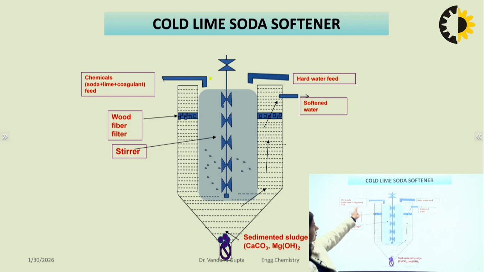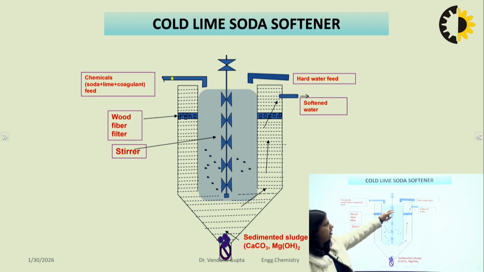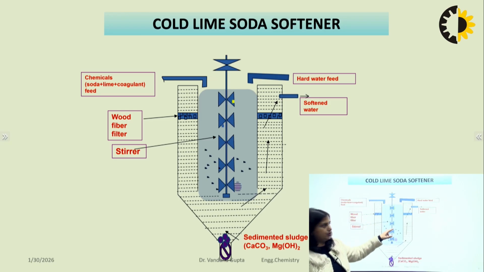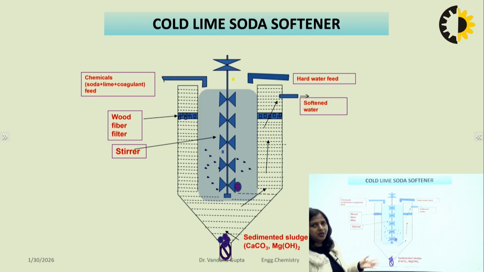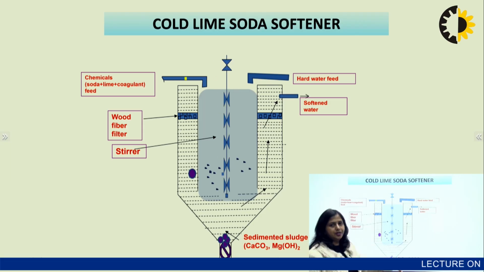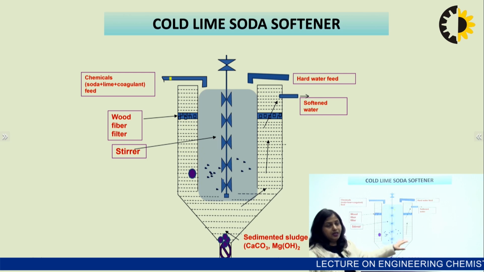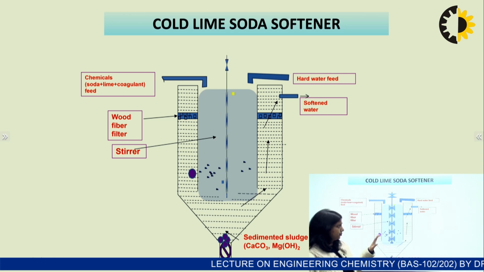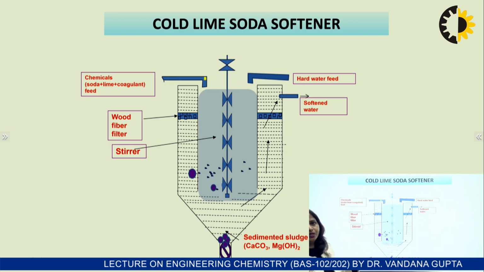We can see from here we add chemicals, and from here we add hard water. By the stirrer, there is proper mixing of chemicals with the hard water, and chemical reactions take place, and the soluble salts are converted into calcium carbonate and magnesium hydroxide that are insoluble in water. So this is a cold lime soda softener.